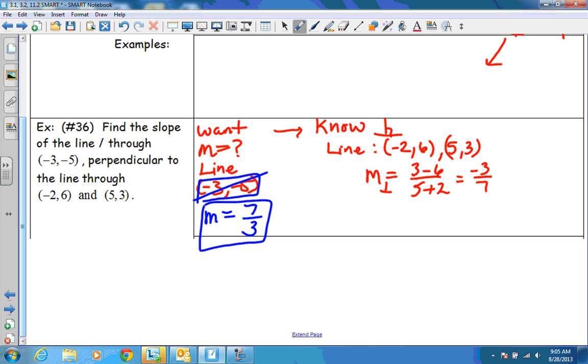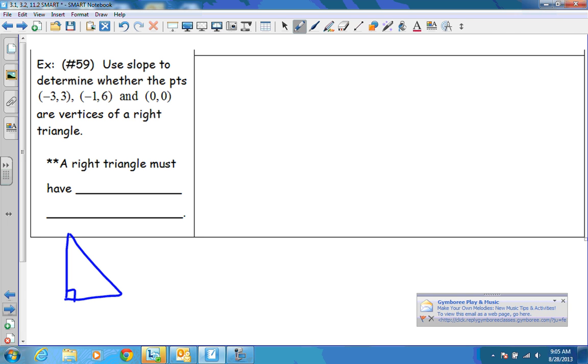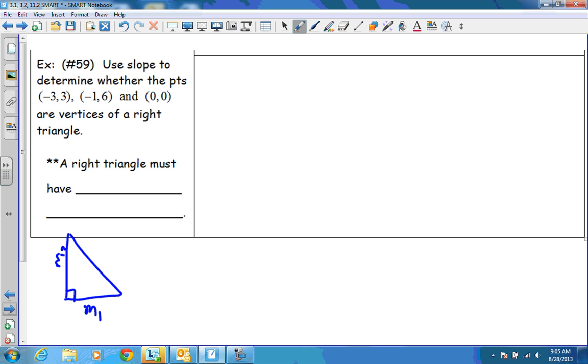All right, last one. Okay, use slopes to determine whether these points are vertices of a right triangle. So if you have a right triangle, what do you know has to happen? This slope, right? And this slope right here has to be what? Perpendicular. So these guys have to be perpendicular slopes.